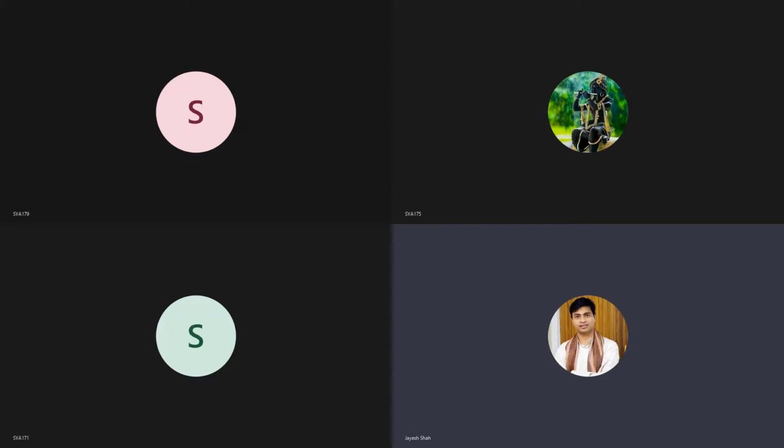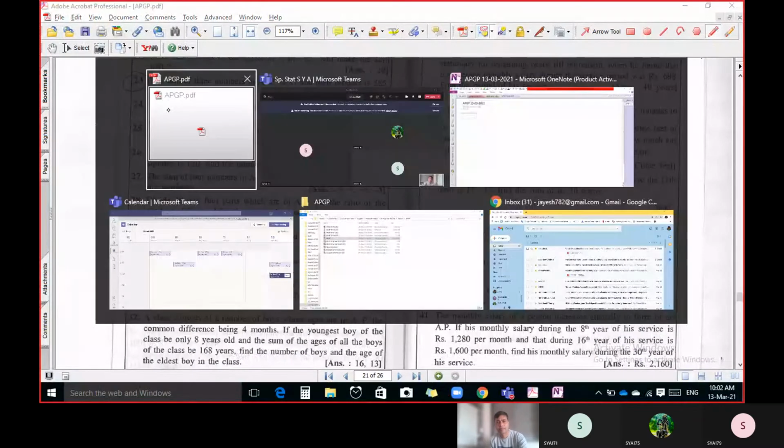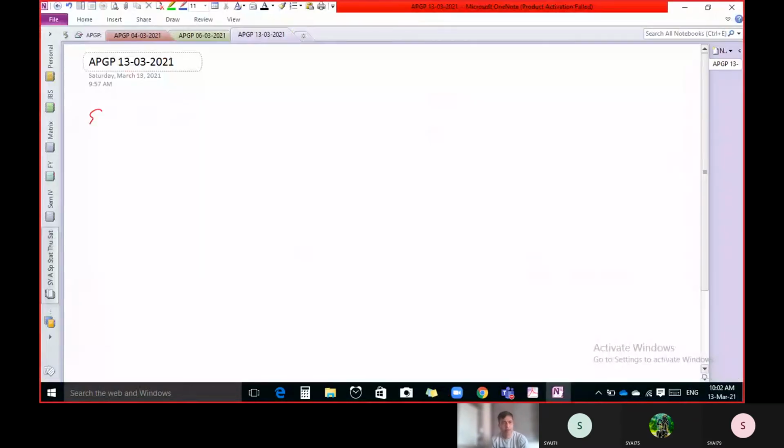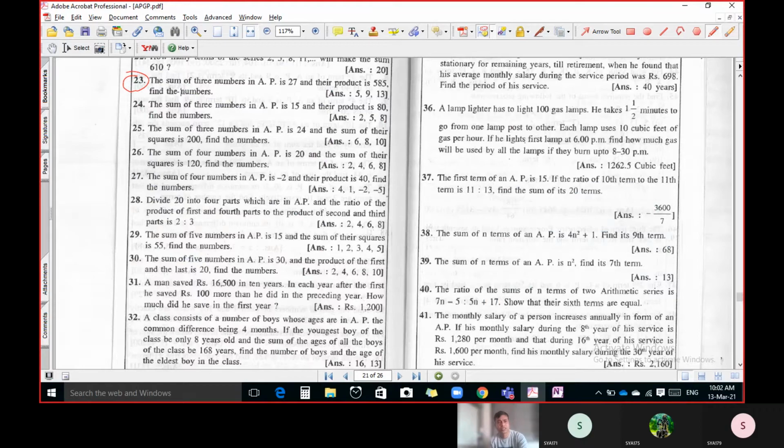Let us start question number 23. See the question. Sum of three numbers in AP is 27 and their product is 585. Find the numbers. So the information given is that there are three numbers in AP, their sum is 27 and their multiplication is 585. So find out those three numbers.